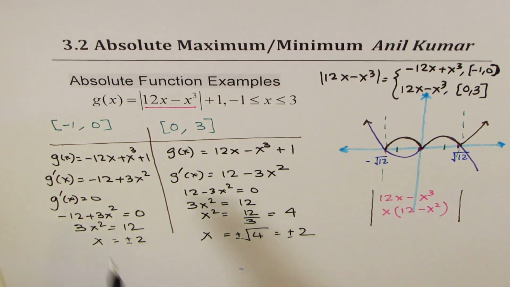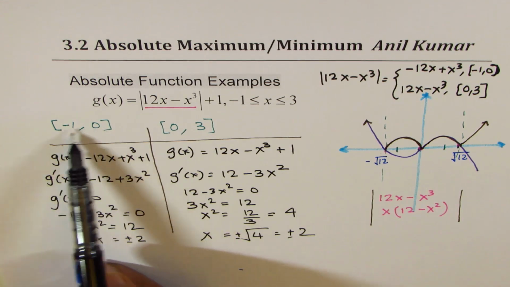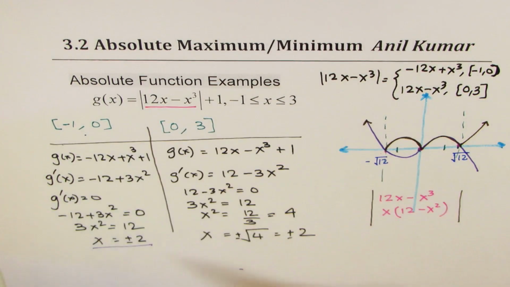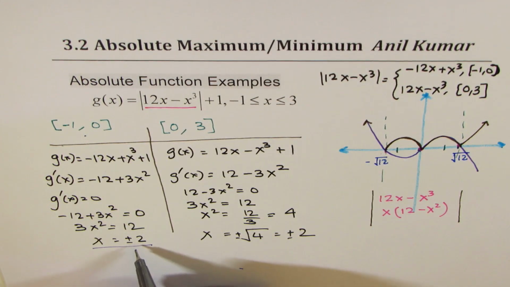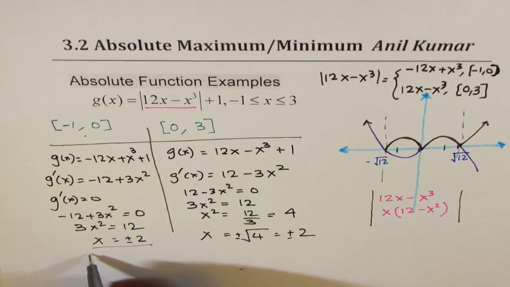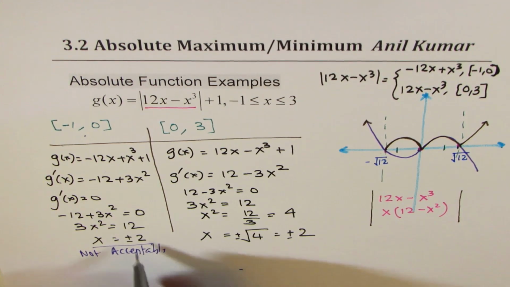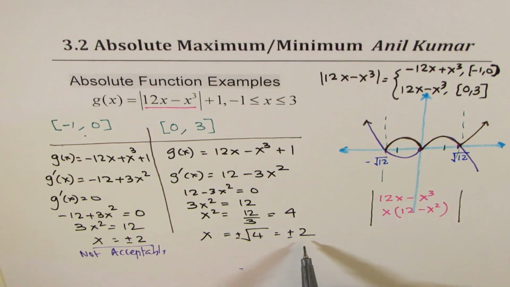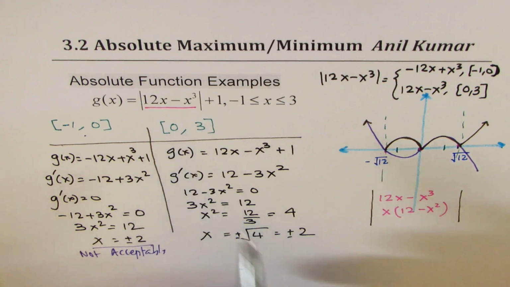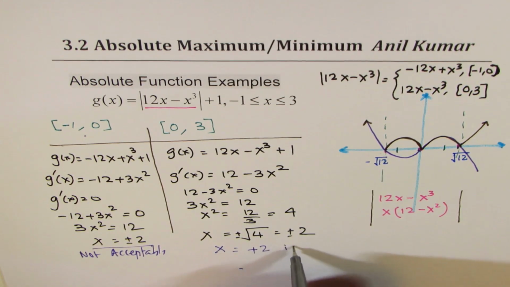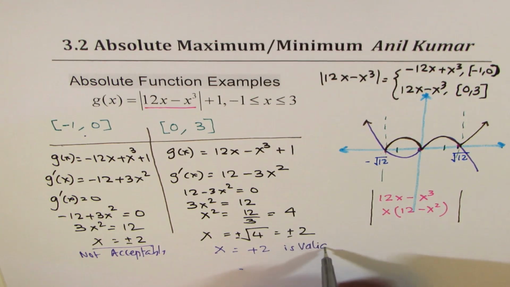Okay. Now, plus or minus 2 is not in this interval. Is it okay? Therefore, this is discarded, right? So not acceptable. So we'll discard this. Now on this side, we have plus 2. Plus 2 is there. So x equals plus 2 is valid. Is it okay? That is one thing.